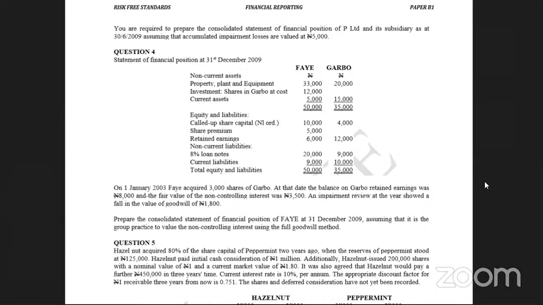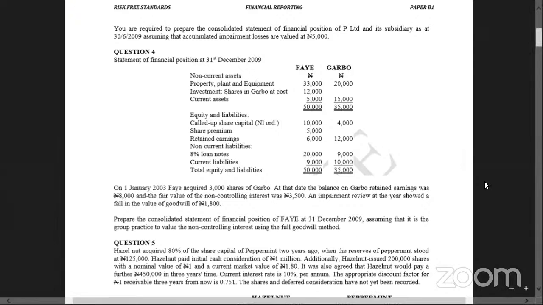What did they give us? That is different from what we just saw, the value of NCI. You can see that we are moving from the old to the new.